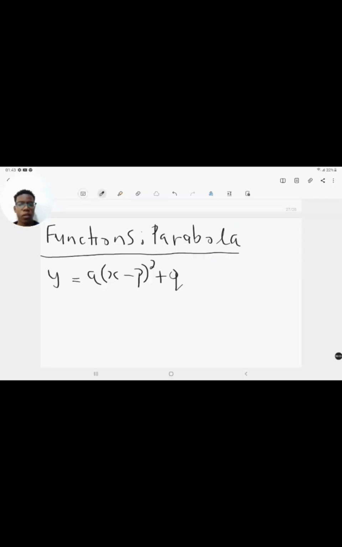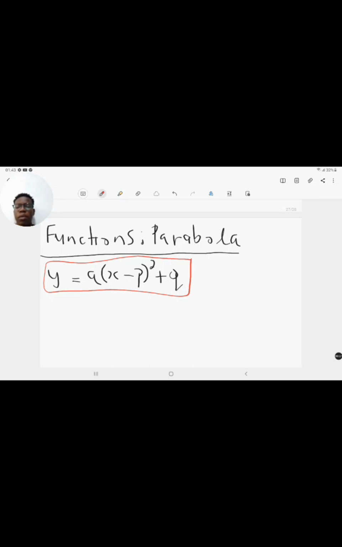Okay, so in this video we are going to continue with functions. We're going to continue with the parabola, and we are going to be looking at the second standard form of our parabola. In previous videos we looked at the first standard form, which was ax squared plus bx plus c. In this video we're going to be looking at this standard form, a open bracket x minus p close bracket all squared plus q.